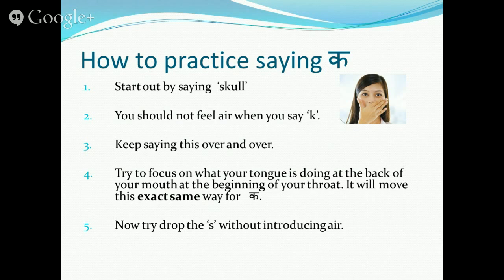Skull, skull, gull, gull, skull, gull, skull, gull. Try to see if you can say the G sound without adding any air in, like you're used to doing.